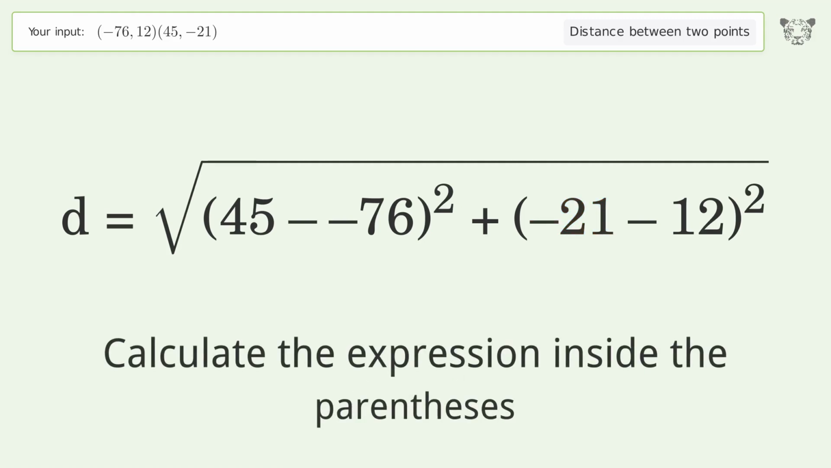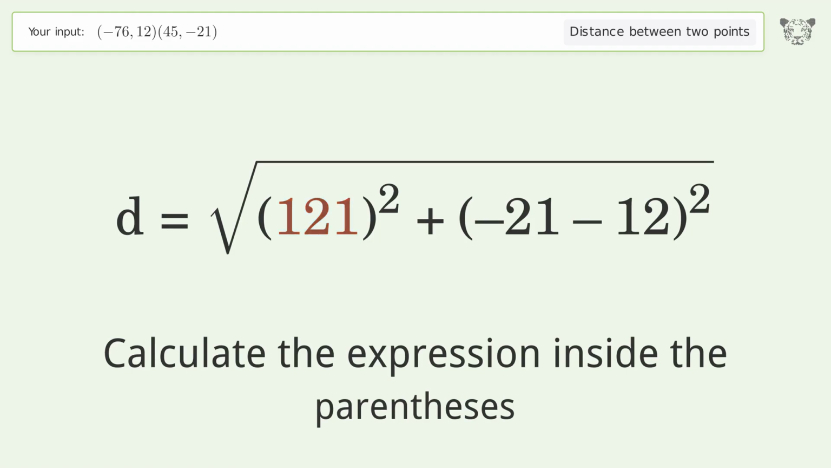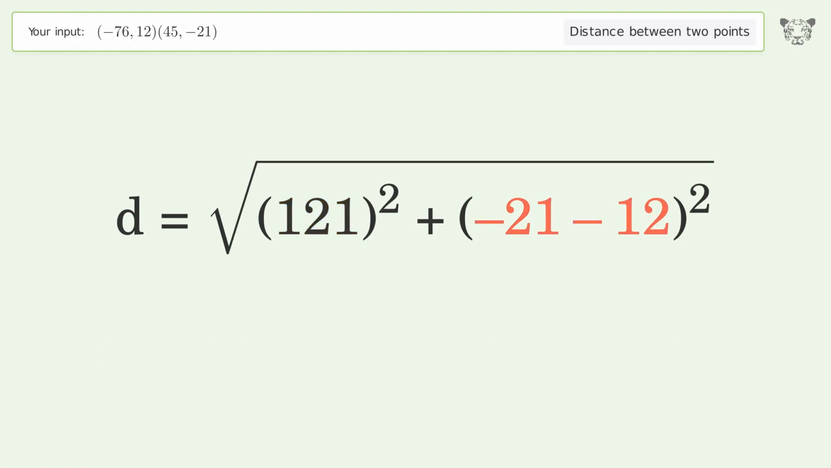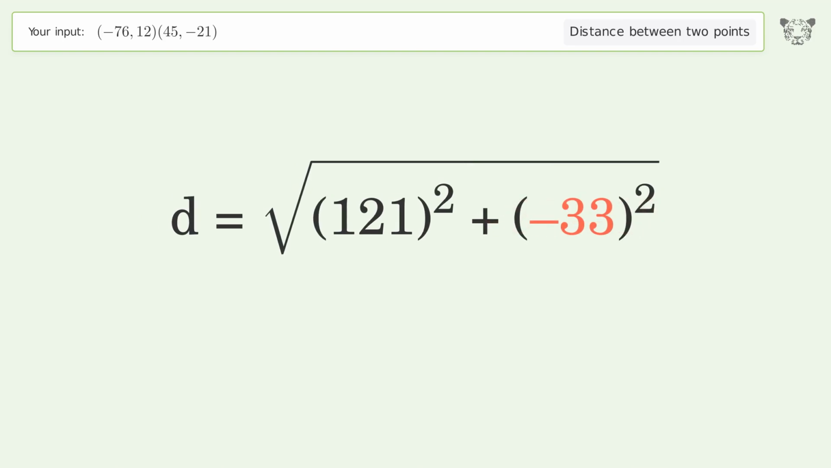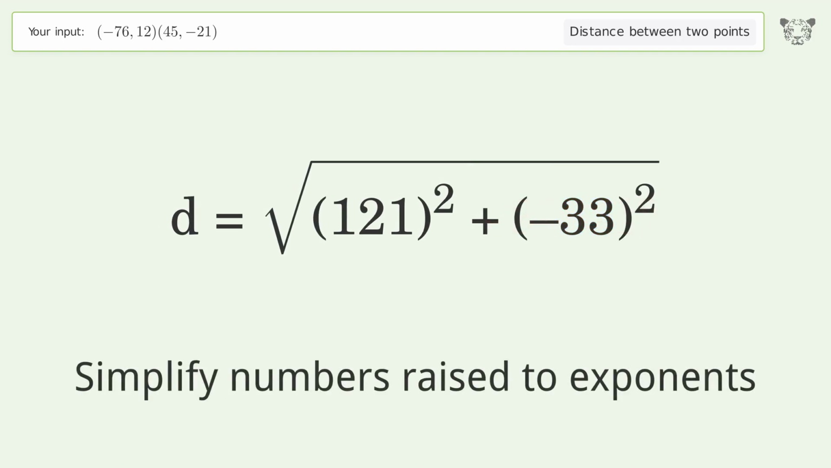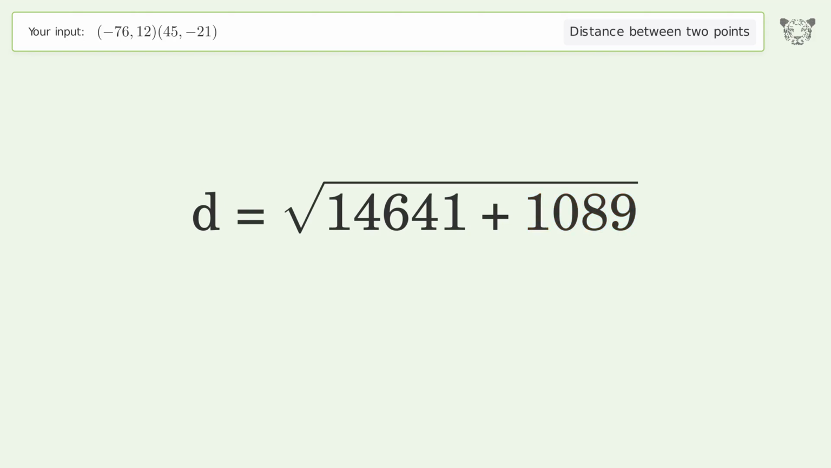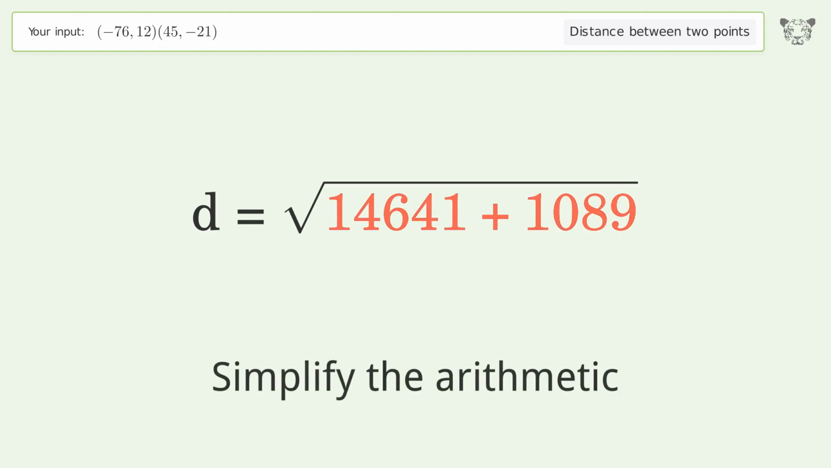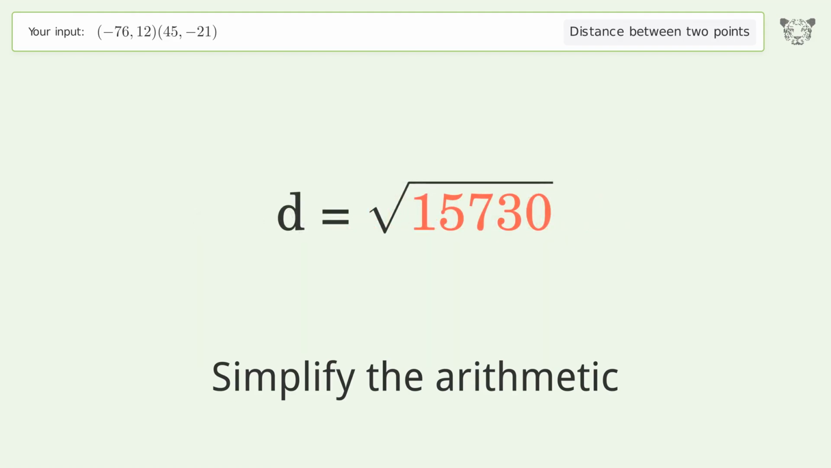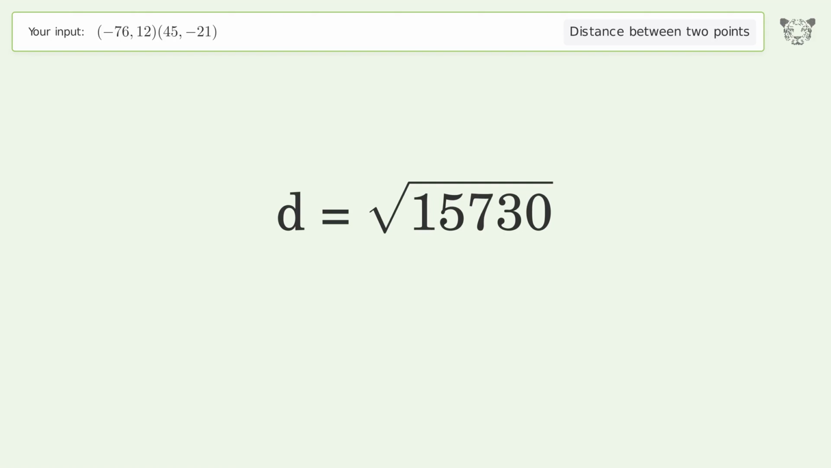Calculate the expression inside the parentheses. Simplify numbers raised to exponents. Simplify the arithmetic. And so the distance between the 2 points is the square root of 15,730, or 125.419.